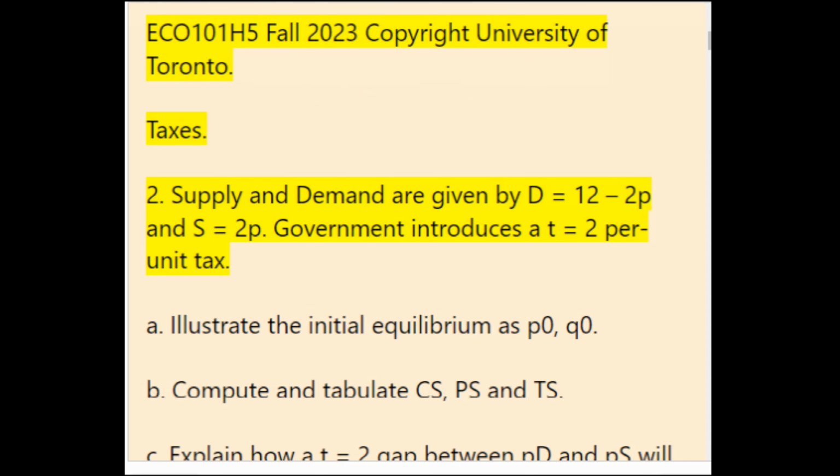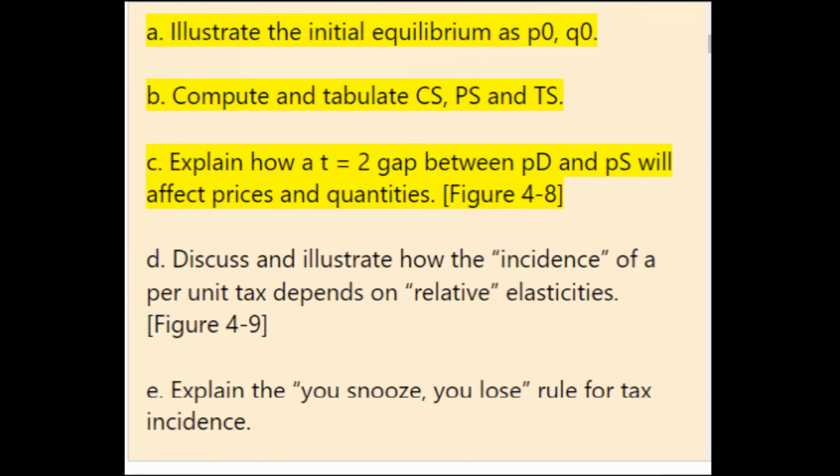Taxes. Supply and demand are given by D = 12 - 2P and S = 2P. The government introduces a ΔT = 2 per unit tax. A. Illustrate the initial equilibrium as P0, Q0. B. Compute and tabulate CS, PS, and TS. C. Explain how the ΔT = 2 gap between PD and PS will affect prices and quantities.